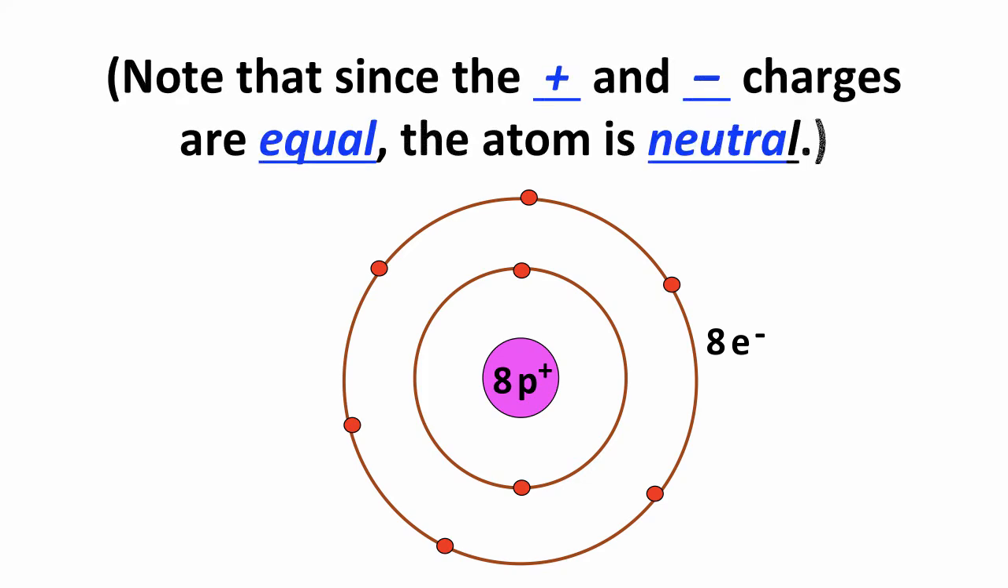Now, here's again the cartoon version of an atom of oxygen. 8 protons in the nucleus, 2 plus 6, a total of 8 electrons in the surrounding electron shells. And for an atom, the number of positive charges, in this case 8, and the number of negative charges, in this case 8, are equal, and overall the atom is neutral. And this is going to be true for an atom of any element, except the numbers will be different. An atom of a different element will have a different number of protons and a different number of electrons than oxygen.